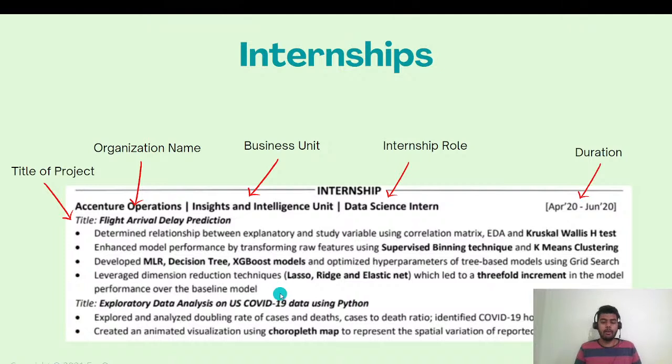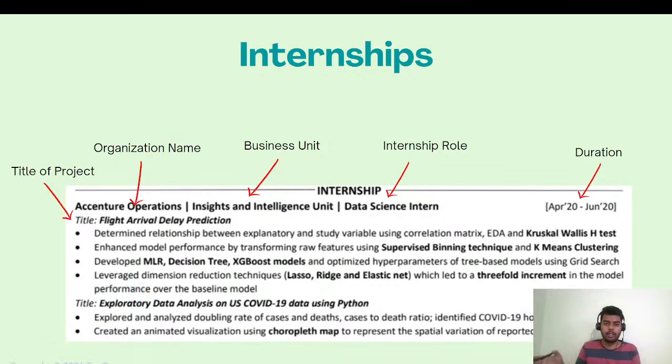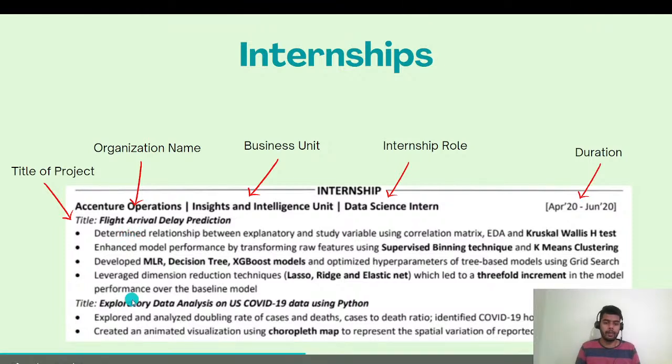Now you can see how well the points are written. Every point starts with an action keyword like determined, enhanced, developed, leveraged. It's not like some people start writing, I did this particular thing in this internship. Those things are not important, so just don't do that. Try to write everything in the resume starting with an action keyword. I'll talk about the action keywords later. It does not start with a, the, I, me, you, they. Just don't do that.